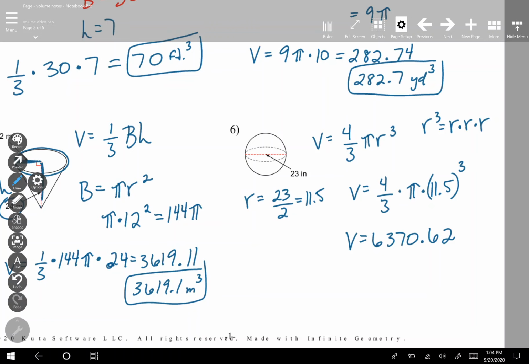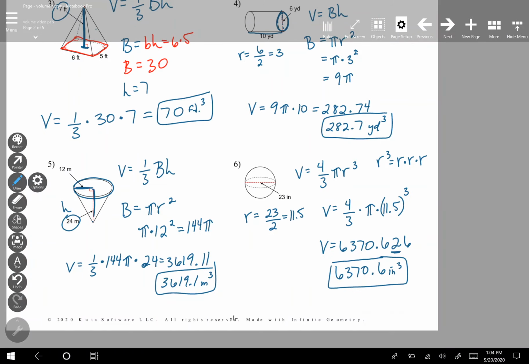Okay, I'm only looking at the second decimal. I'm not rounding anything else. Like it's actually 626. But in order to round to the tenths, which is what we want you to do, you just look at the second one here. So it's 6,370.6 because the 2 doesn't make it go up. And that would be inches cubed. Okay, so that's basic volume.